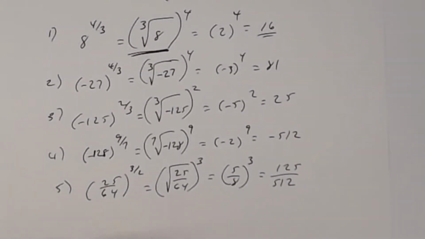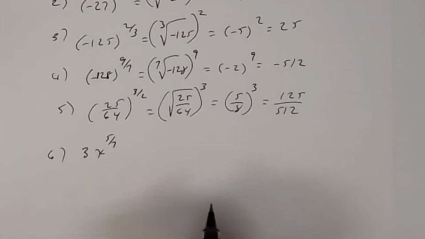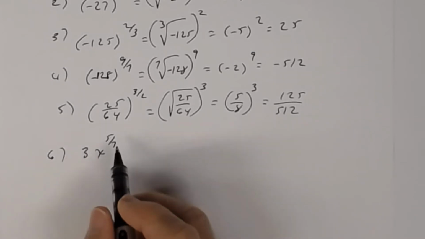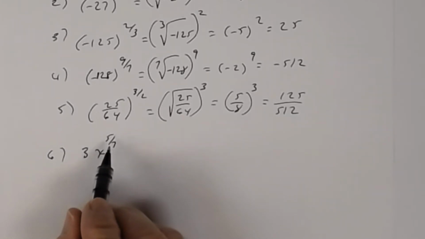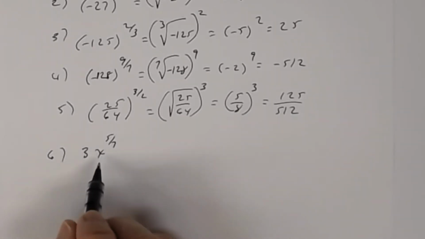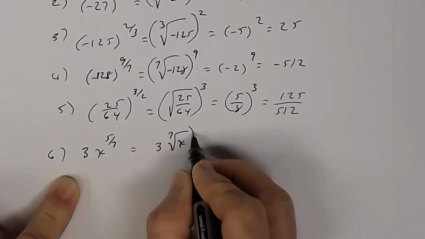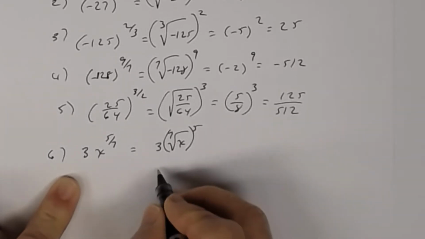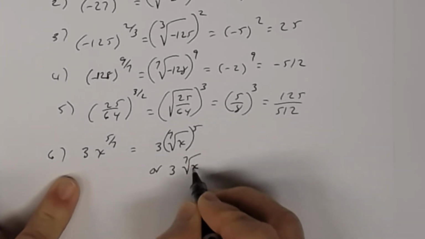All right. Number 6, now be careful with 6. So look at what it looks like. We have 3 times x to the 5/7 power. In radical form, notice that the only expression that's being raised to this rational exponent 5/7 is x. If it was 3x, it would be in parentheses. It's not in parentheses, so it's just x. So this becomes 3 times the 7th root of x raised to the 5th power. Or it may look better like this: 3 times the 7th root of x to the 5th, like this.